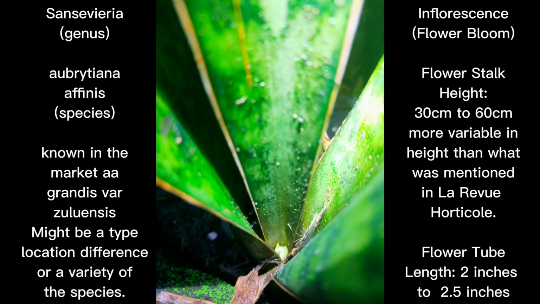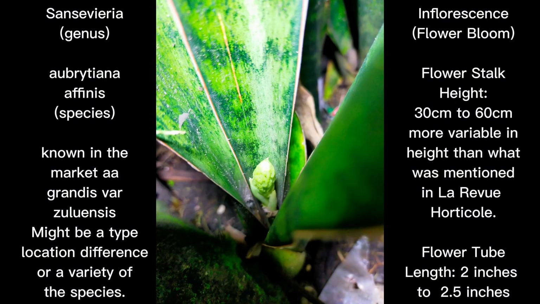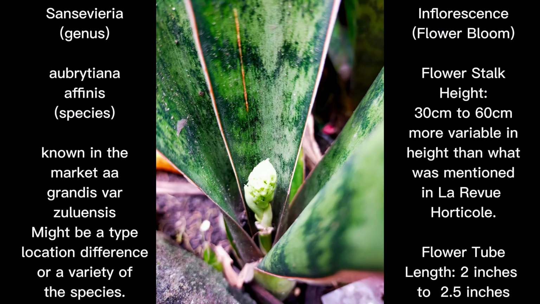So for this episode, we're going to feature an inflorescence or flower bloom coming from a Sansevieria species which is known in the market as grandis variety zuluensis, which is very similar to the aubrytiana species, and maybe it is a variety of the species.